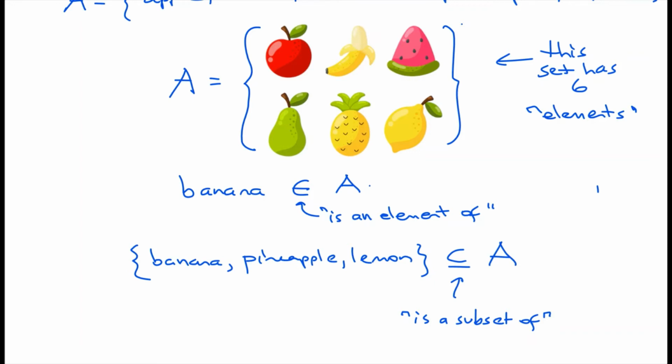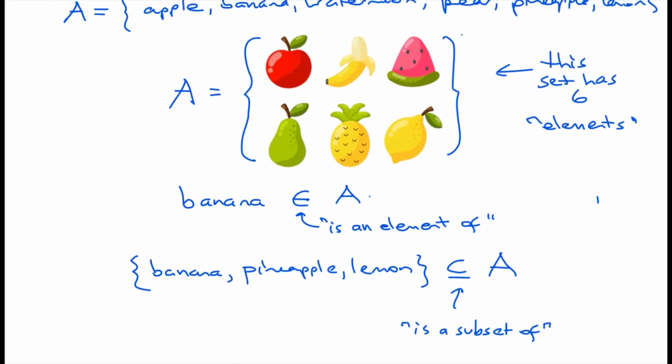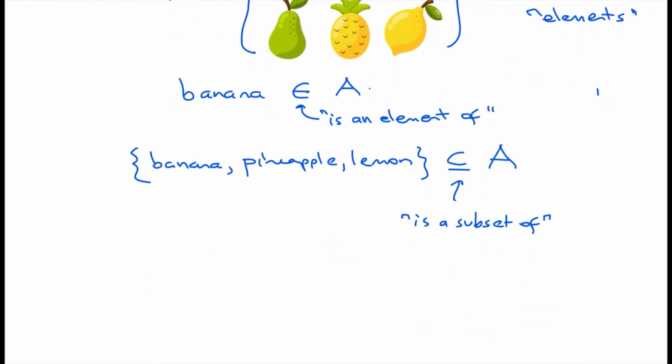Now, sometimes something is not a subset or is not an element. So let's take a strawberry. A strawberry is not in this set A. So we would write strawberry "is not an element of," and we cross it out. Strawberry is not an element of set A.